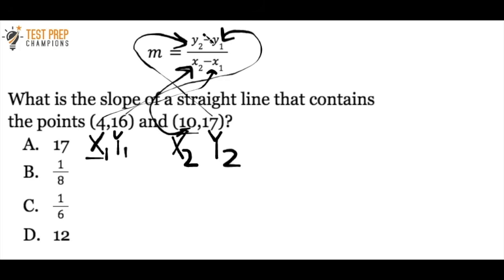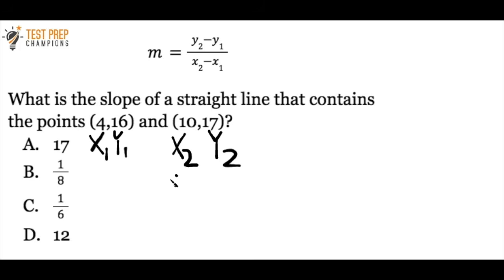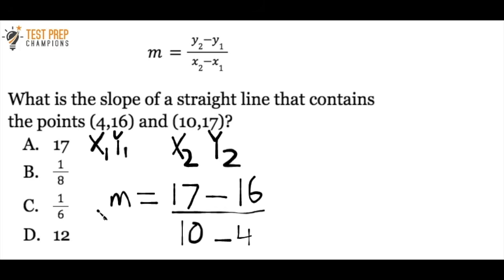Now I know this looks like a bunch of gibberish with all these arrows, so let me rewrite this and show you how it should look. So after I rewrite this all, it should look like this. Slope equals 17 minus 16 divided by 10 minus 4. So now I'm just going to finish the math out here. 17 minus 16 is 1, 10 minus 4 is 6, and the correct answer here is C, 1 over 6.